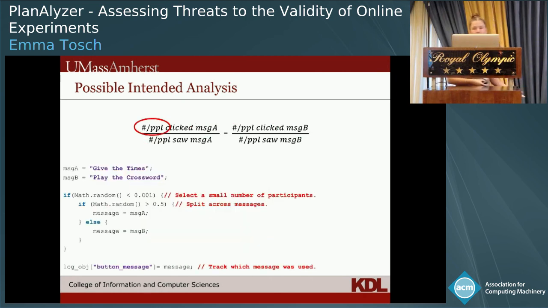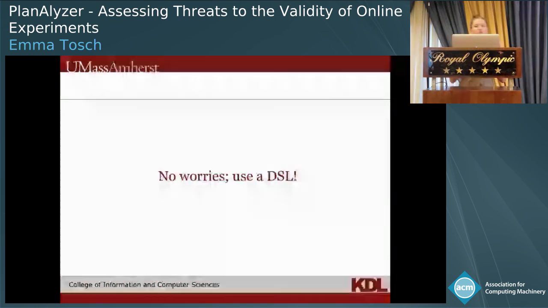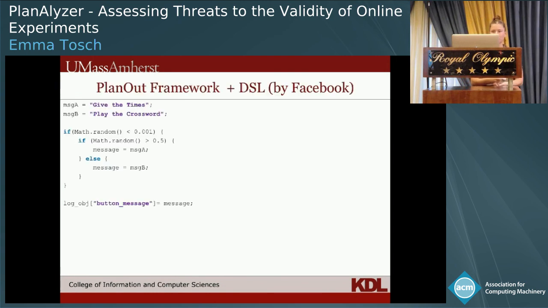Our outcome of interest is in terms of people who clicked on the button, but our code isn't tracking people. We don't know how many individuals have clicked on that button, and in the worst case, the data could be coming from the same person, and in the best case, we might have one data point per person. So this isn't a problem because there are DSLs for experimentation that we can leverage.